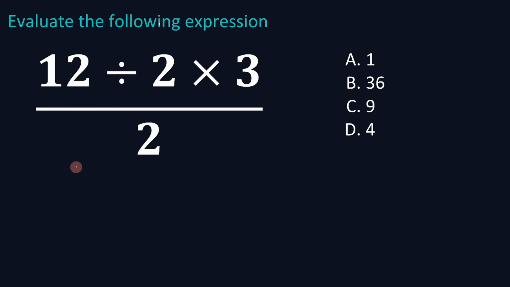The fastest way to fail this kind of question is to do it the wrong way. Here is how not to solve this question, because students already know the order of operation, which is PEMDAS.